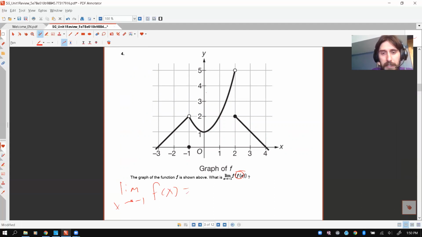And the answer to that, if we are going to determine it through the graph: if we look at the graph, as x gets closer to -1 from the left and from the right, they both approach the same y value, 2. So the limit as x approaches -1 of f of x is 2. The key thing is then we now have to apply that to the outside function.